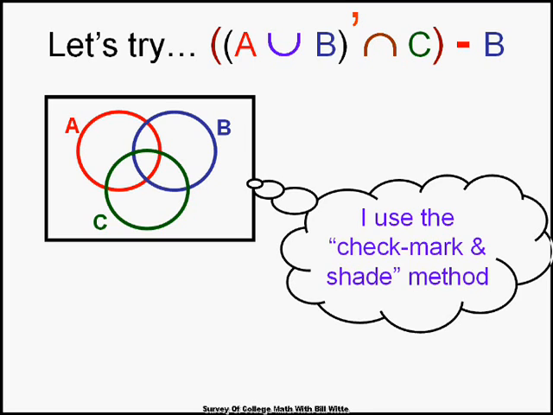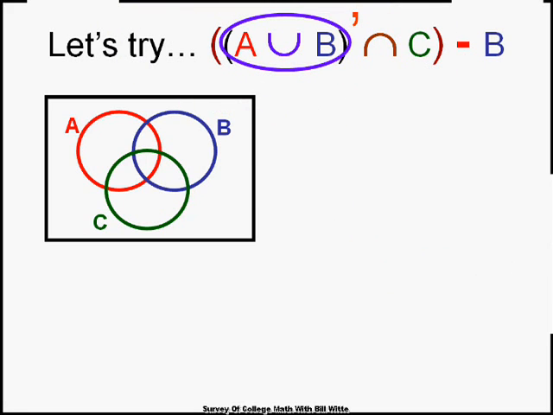Okay, so I'm going to start with the innermost parentheses and use the check mark method to do A unioned with B. That's what that U stands for, unioned with B. And that's everything that's in A or in B. You don't have to be in both. Okay, that's everything that's in A. Now let's add everything that's in B, but the things that are in A I don't want to do twice. Okay, there we go. That's A unioned with B.